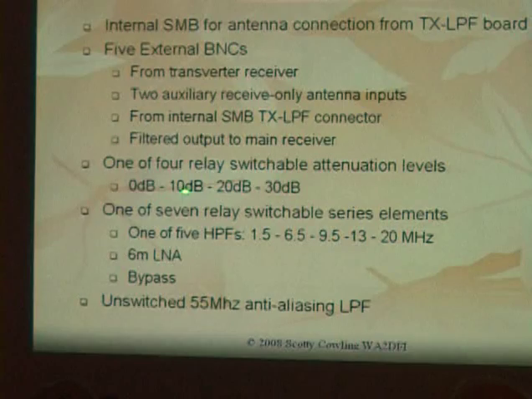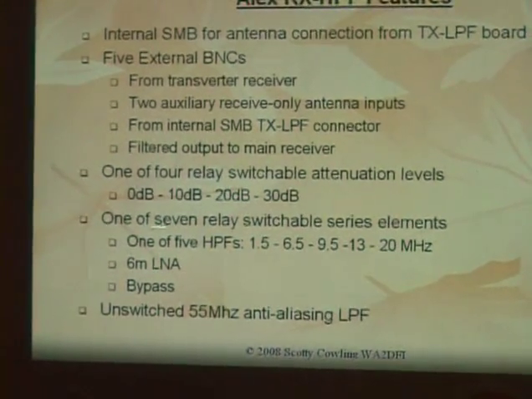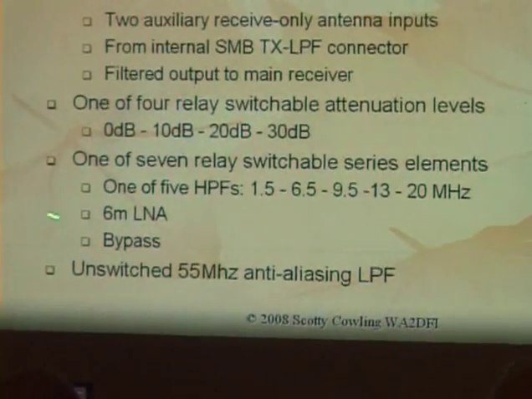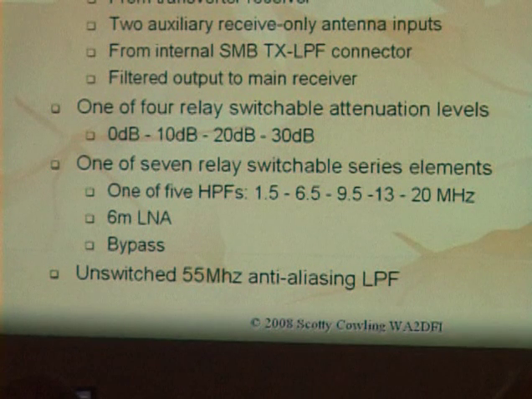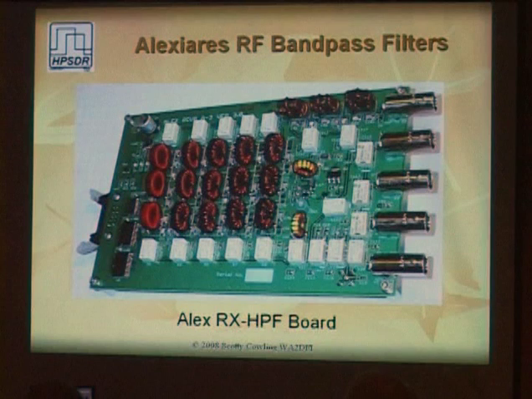Also has four relay switchable attenuators. It has two attenuators, a 10 and a 20, so you can bypass the 10, the 20, or both. So you get four settings. And you get seven relay selectable series elements, and you get a 6 meter low noise amplifier in the 50 megahertz position. It's a 20 dB gain amplifier. And yet another always in line anti-aliasing filter. And here's the block diagram. This dotted line here goes to the other board. And there's the picture. A little distorted, but there it is.